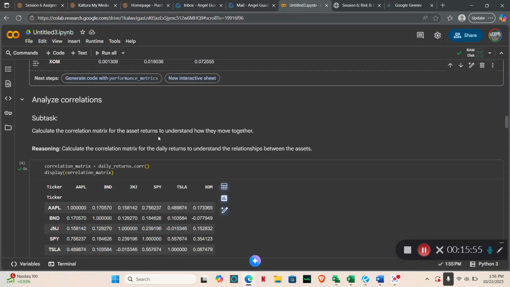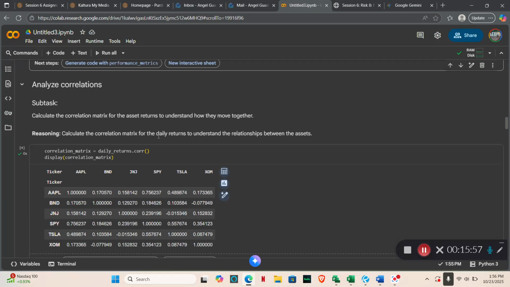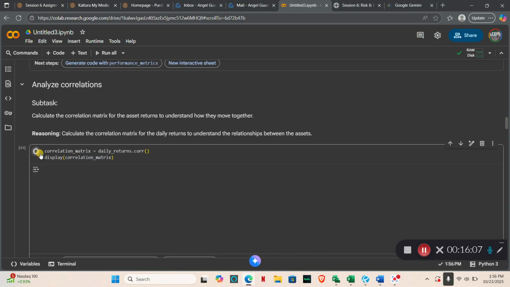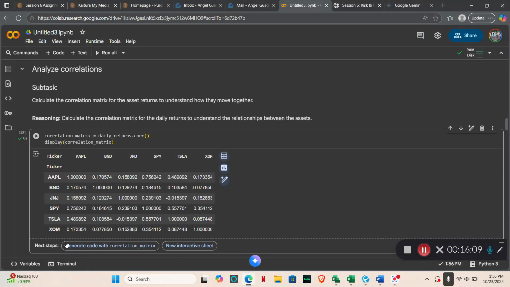So we must analyze these correlations as well. Calculate the correlation matrix for the asset returns to understand how they move together. In order to do this, we just have a formula of daily return correlation and display the correlation matrix. And if we press play, we can show the correlation matrix between each and every company that we have here.